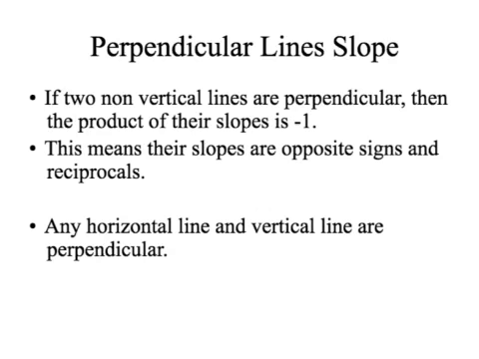Perpendicular lines, we're going to talk about their slope. If two non-vertical lines are perpendicular, then the product, and product, remember, means to multiply, so if you multiply their slopes, it's going to equal -1. So if I take the slope of one line and I multiply it by the slope of the other line, then it'll give me an answer of -1.